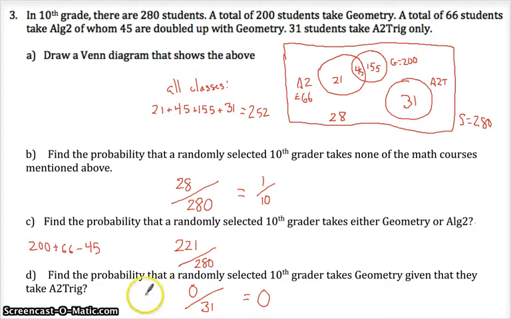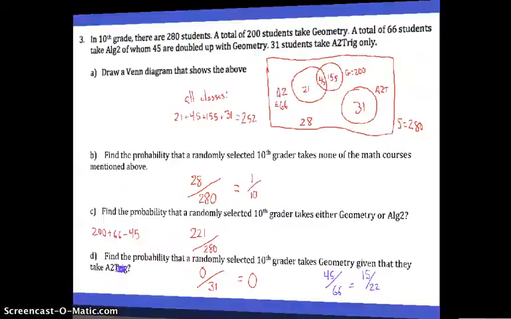This would be a more interesting question if it was algebra 2. If they said, find the probability that a randomly selected 10th grader takes geometry, given that they take algebra 2. So let's pretend this is a different question. This is a much more interesting question. Change this to just algebra 2. So now we're in purple mode. Given that they take algebra 2, so that's out of those 66, how many of those also take geometry? Well, 45 of them do. So that's this fraction. So different question there at the end makes it a little more interesting.